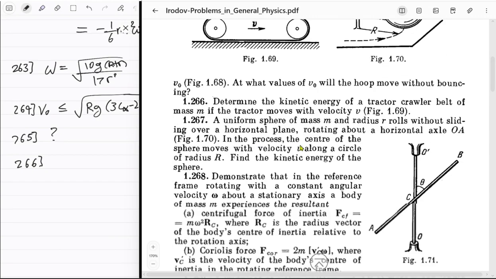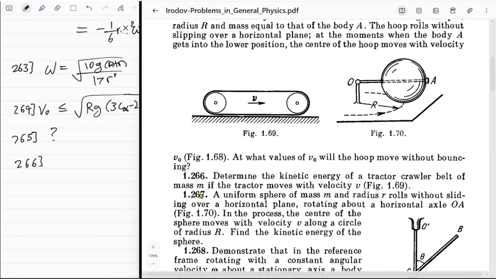Okay, 266 is: determine the kinetic energy of the track of a tractor crawler belt of mass m if the tractor moves with velocity v. So 1.69. Hey, this is actually a nice question that I've seen like everywhere, basically. Actually, so this thing, right?